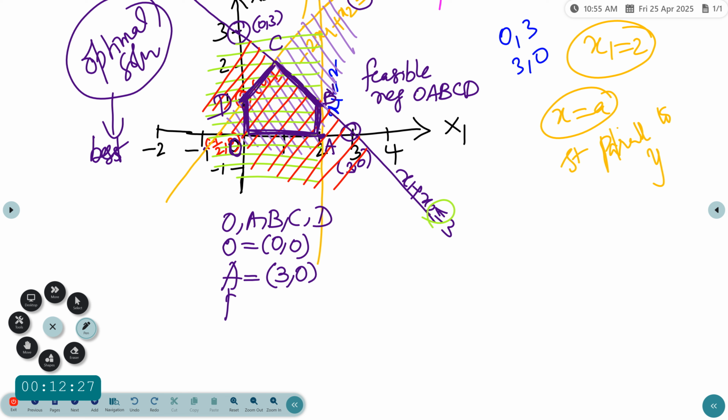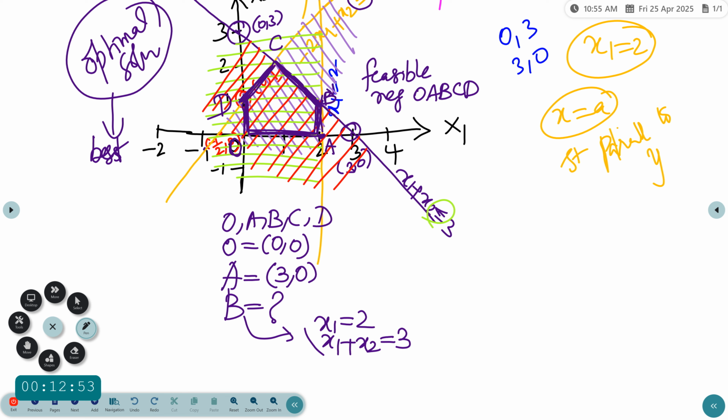And then what is B? We don't know the value for B, but B is the point of intersection of these two lines. Which two lines? X1 equal to 2 and x1 plus x2 equal to 3.